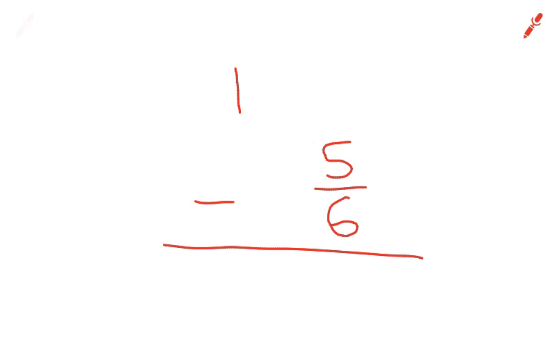3D, 1 minus 5 over 6. You need to borrow from the 1, so you're left with 0. Since this is a 6, you're going to write 6 over 6. This 6 over 6 comes from the 1 that we just borrowed. 6 over 6 minus 5 over 6 leaves us with 1 over 6.